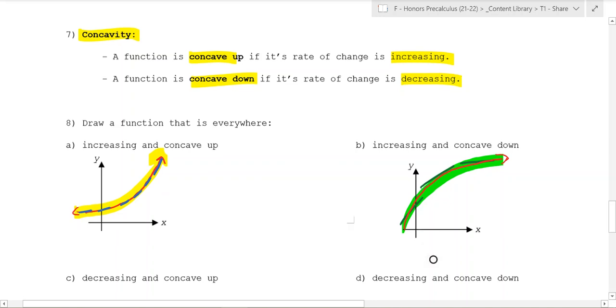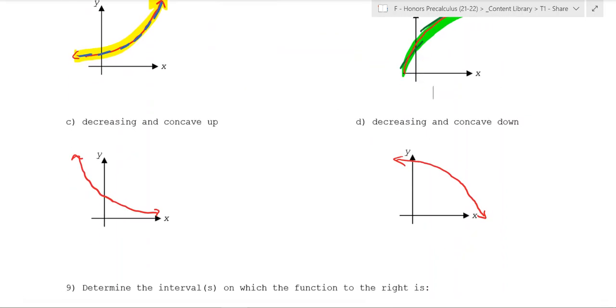What about here? Decreasing and concave up. These tangent line slopes are getting smaller. And what do we have here? We have the same thing. This is decreasing and concave down. These tangent lines are getting steeper and steeper down.